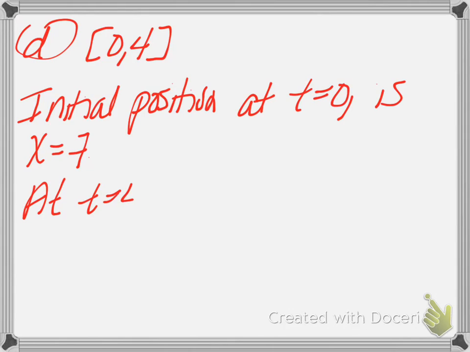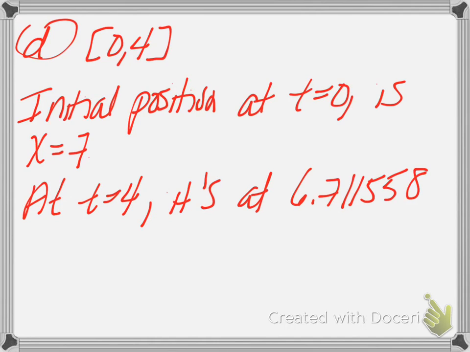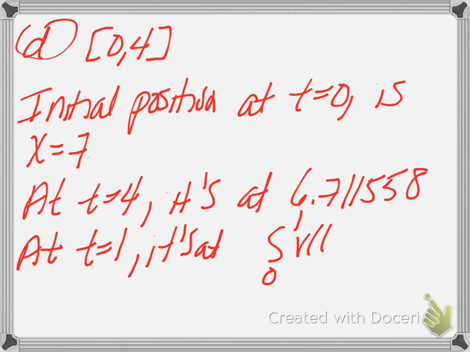At t equals 4, it's at 6.711558. Remember, that's what we just got from the previous question. So you can try all different, whatever values you want. I tried t equals 1 because you're going to go from 0 to something, so I'm going to try t equals 1. At t equals 1, it's at the integral going from 0 to 1 of v of t dt plus that's 7 where you started. And you're going to use your calculator and it's going to say 9.4035. Okay, I could keep going.